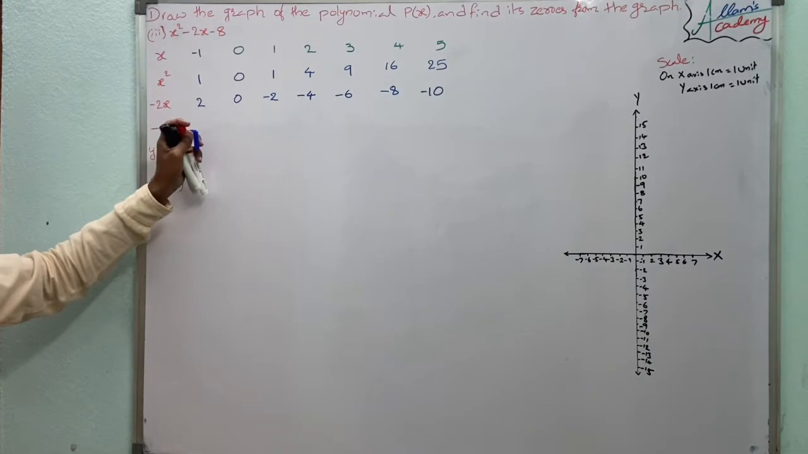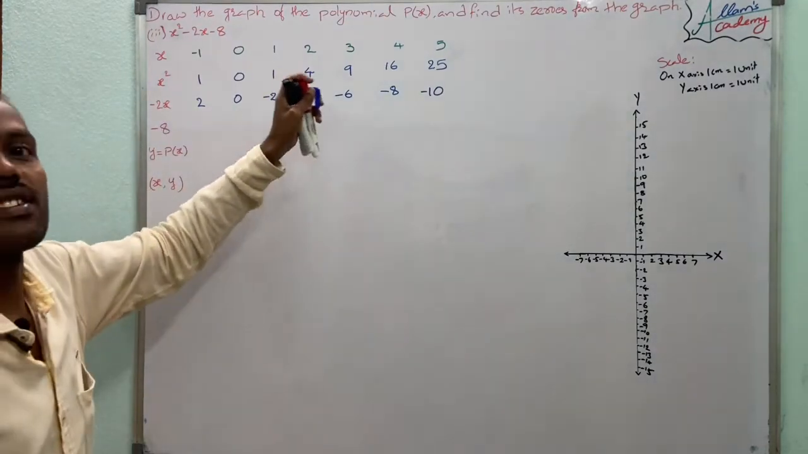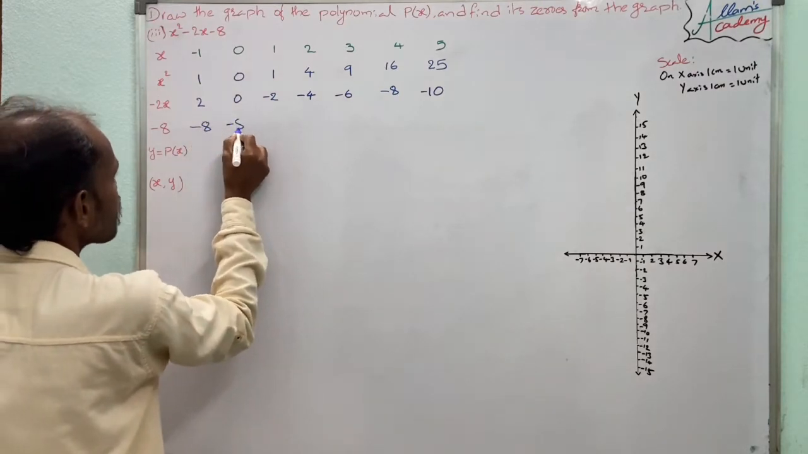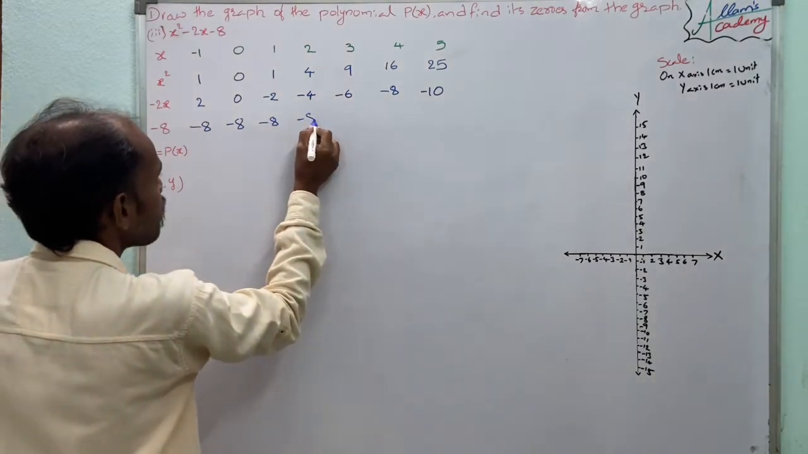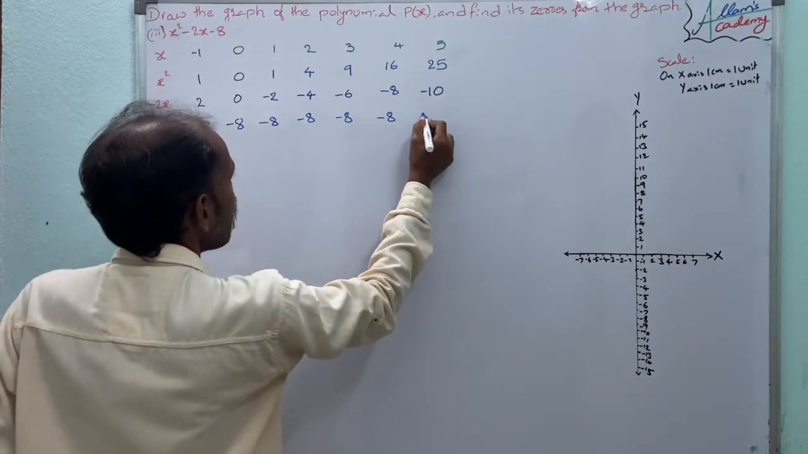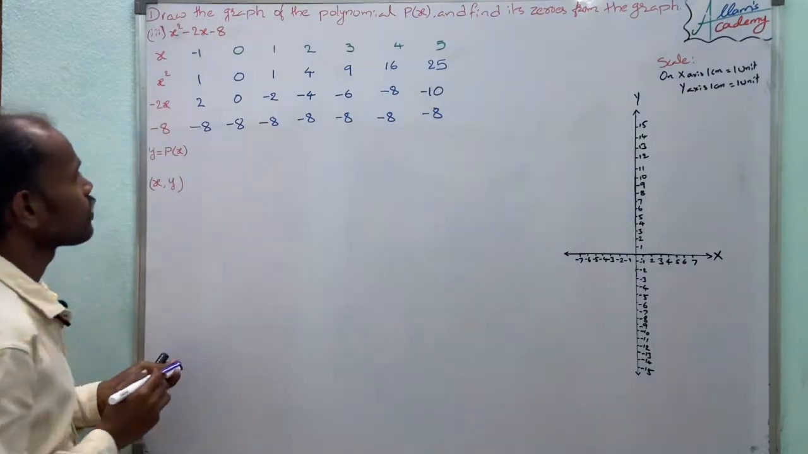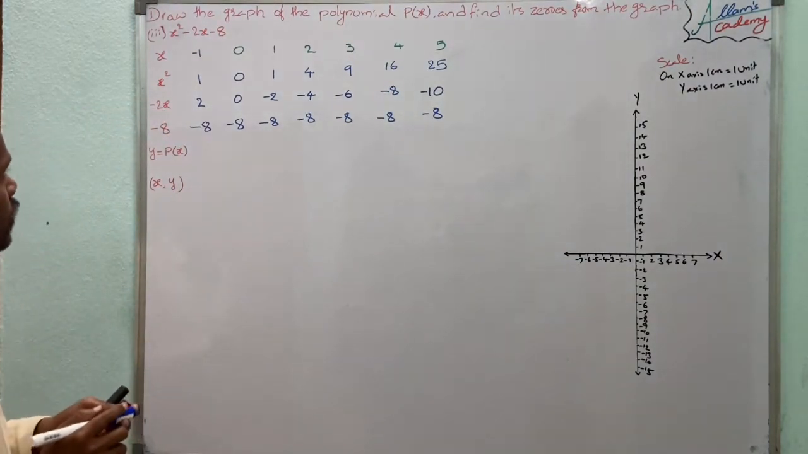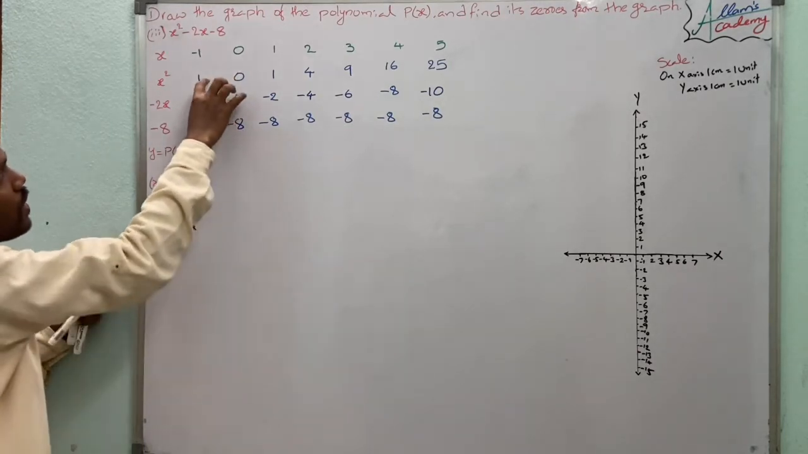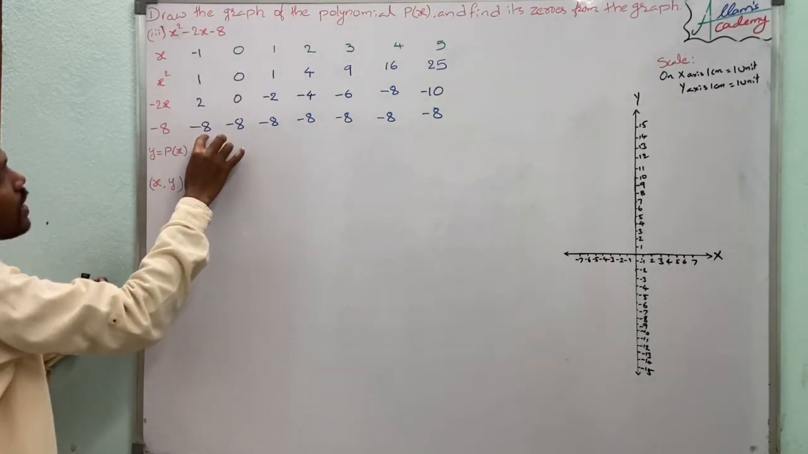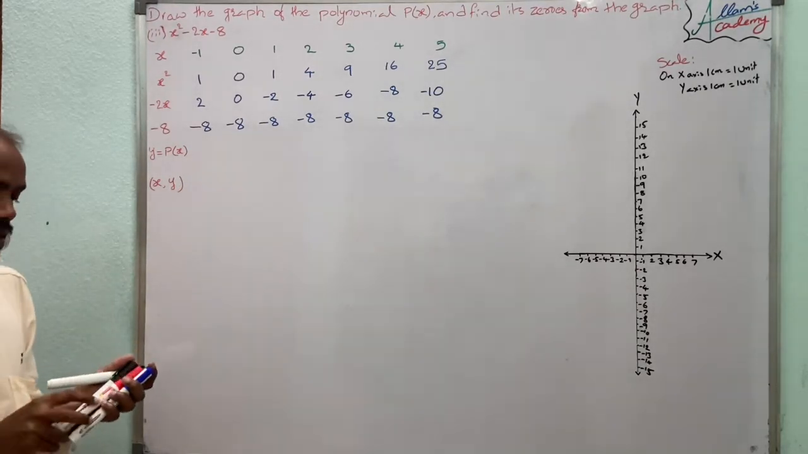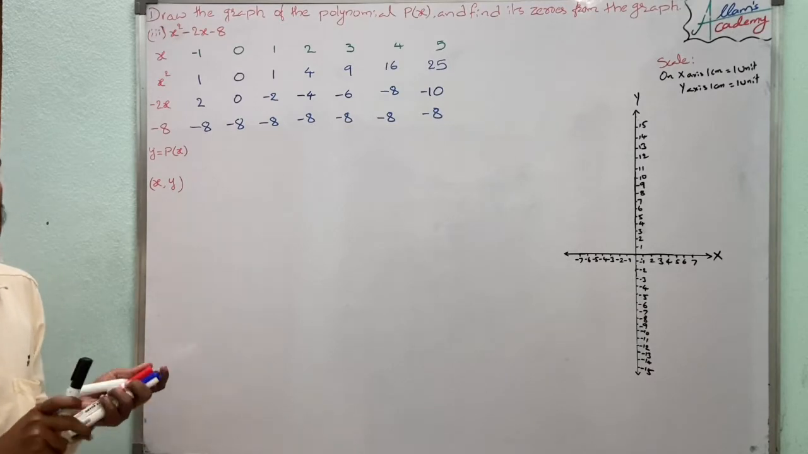Next, minus 8 is the constant number, so we write it directly: minus 8 in every place. Now we do the addition: 1 plus 2 is 3, and 3 minus 8 is minus 5.